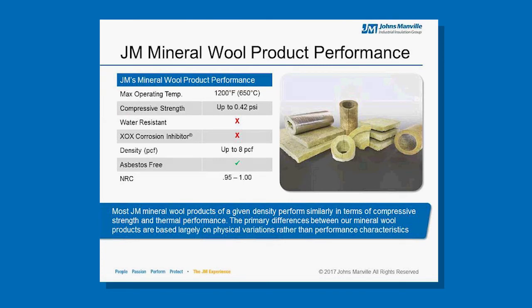Johns Manville's mineral wool product performance has an operating temperature of up to 1200 degrees Fahrenheit. The compressive strength, as I mentioned, is fairly low. It is not water resistant and does not have the corrosion inhibitor. The densities can be 8 pounds per cubic foot with respect to pipe insulation and up to 12 pounds per cubic foot with respect to board insulation. Mineral wool, however, is a phenomenal sound attenuator.